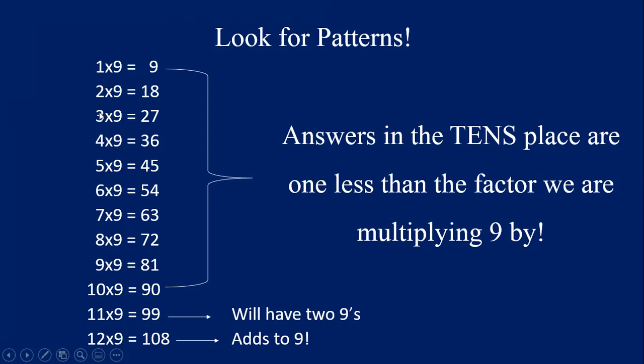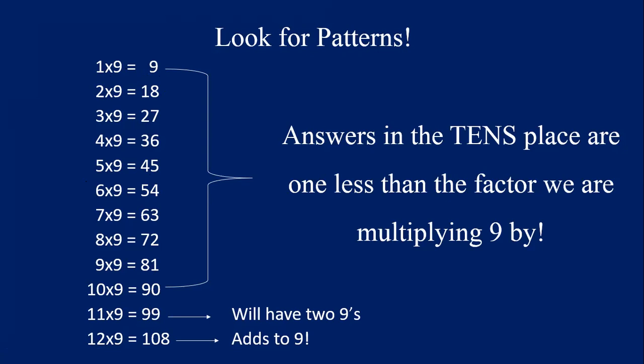Look at 3 times 9. 3, 2. 4 times 9. 4, 3. A 3 in the tens place of the answer. 5 times 9. 5, 4. 6 times 9. 6, 5. 7 times 9. 7, 6. 8 times 9. 8, 7. 9 times 9. 9, 8. 10 times 9. 10, 9. So for the first 10 equations, the answer in the tens place is one less than this factor you're multiplying 9 by. Now, let's put those two patterns together.